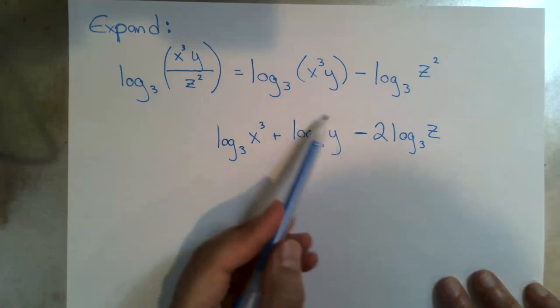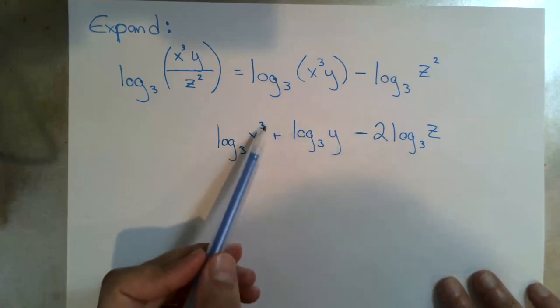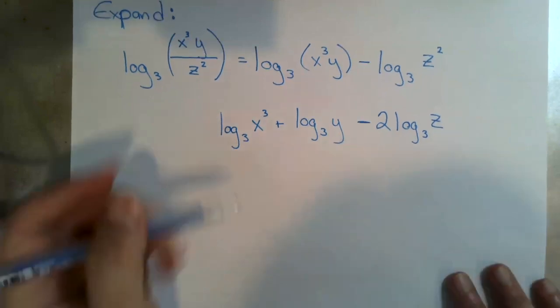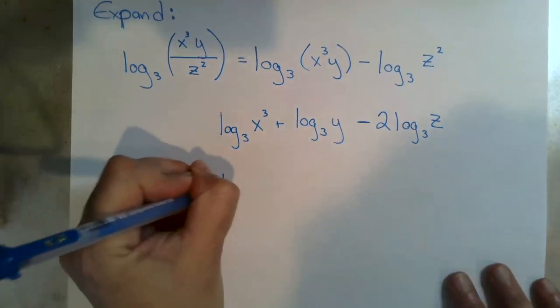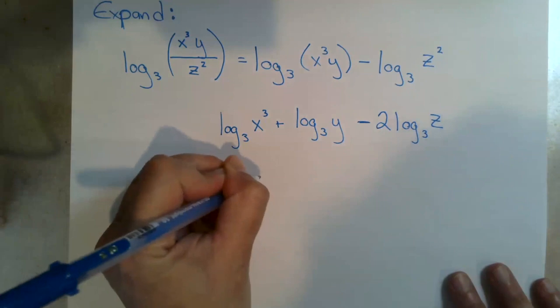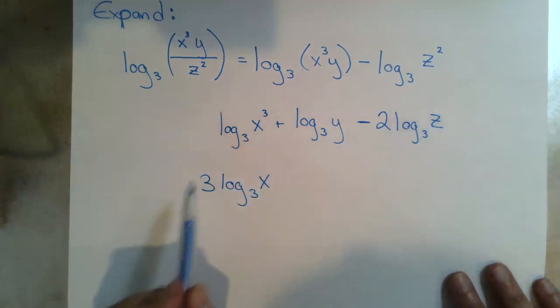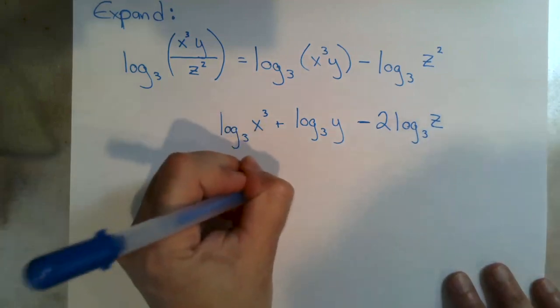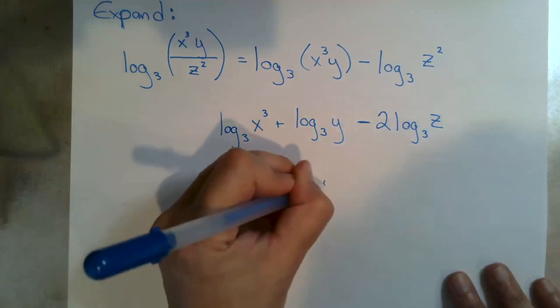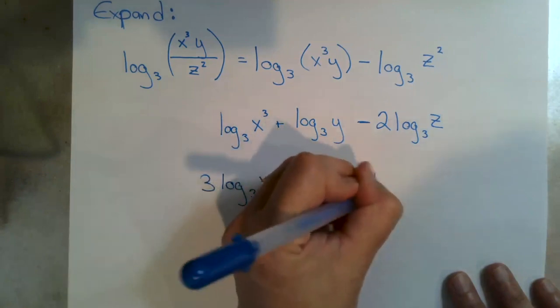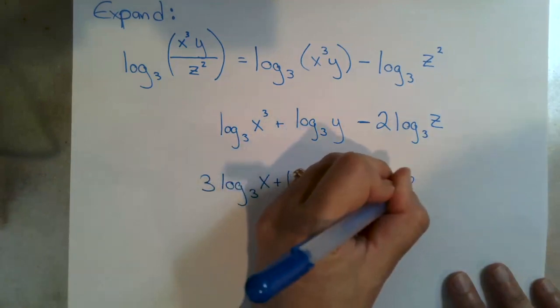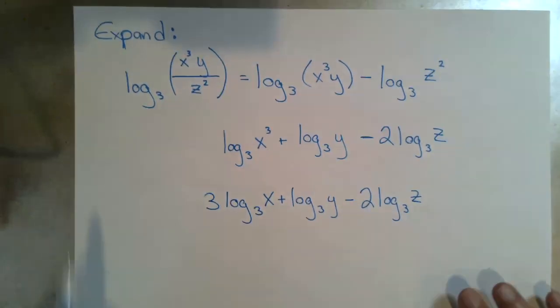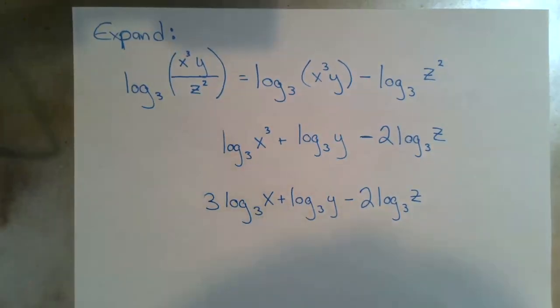This term is fully expanded, but here I still have a power, so I apply my power rule. And so my final bit of work here is 3 times log base 3 of x plus log base 3 of y minus 2 log base 3 of z, and that is my fully expanded version here.